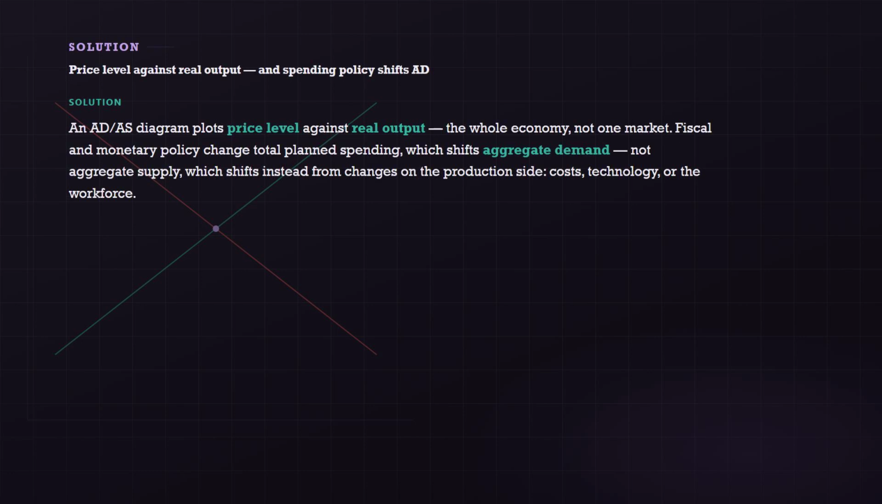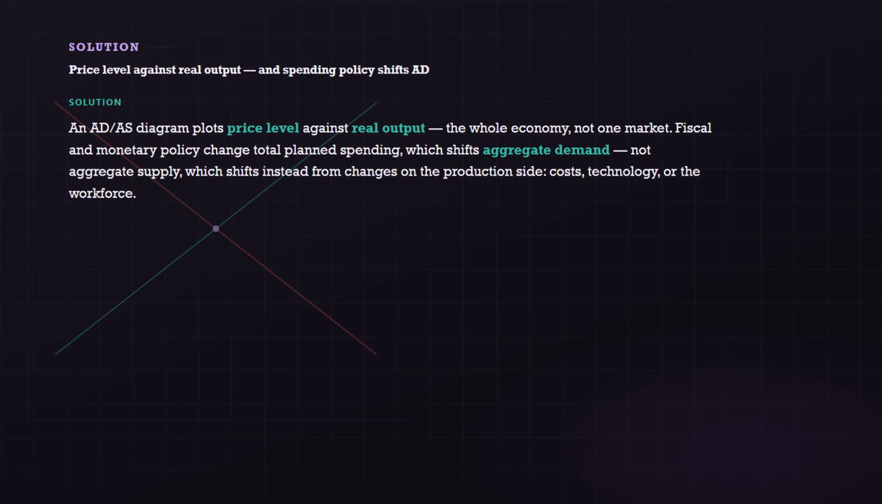Here is the solution. An AD-AS diagram plots the price level against real output, not price against the quantity of one product. And the curves are AD and AS, not D and S. Labeling it like an ordinary microdiagram misses that this model describes the whole economy at once, not one market.